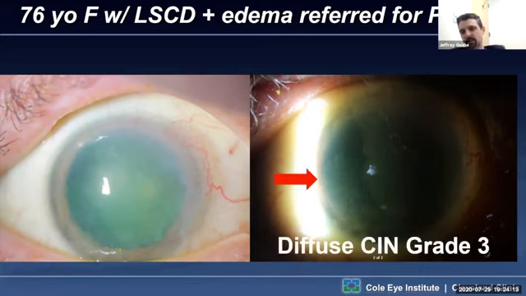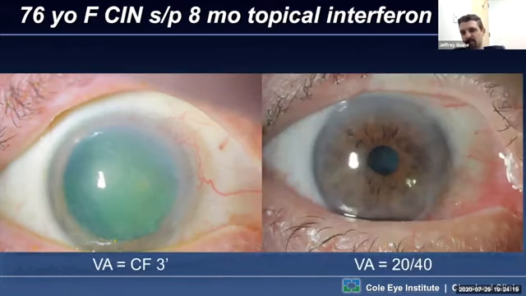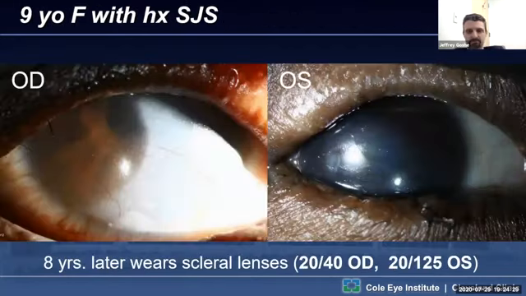So this was biopsied and found to be a grade 3 CIN, which after treatment, the patient got back 20/40 vision with topical interferon. So again, just to show that not everything that stains diffusely or has a pannus is limbal stem cell deficiency. I mentioned this patient before.